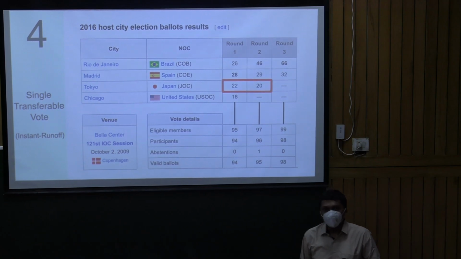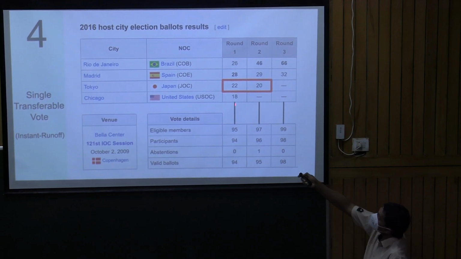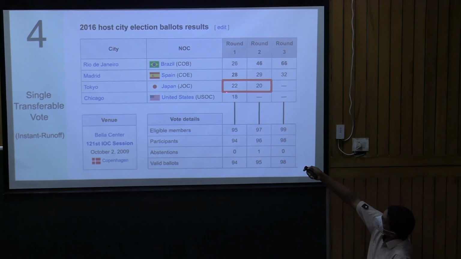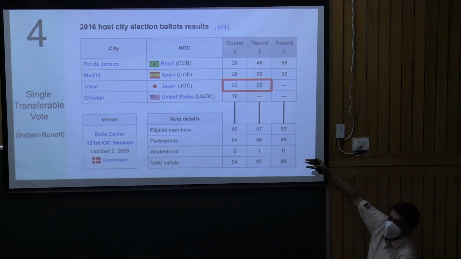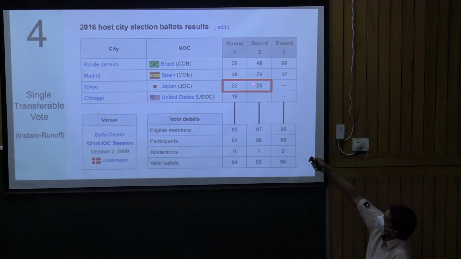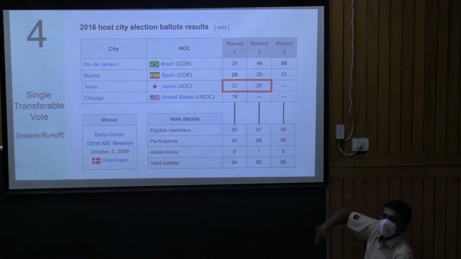What I want to point out here is these two cells here. In the first round, Tokyo had a support of 22 votes. Now in the next round, Chicago was not there; it was knocked out. But interestingly, the support of Tokyo dropped. So for some reason there were fewer people who supported Tokyo, even though there was one fewer candidate.